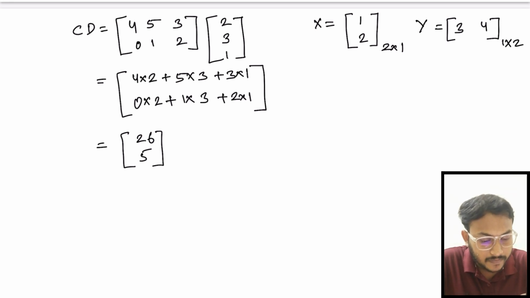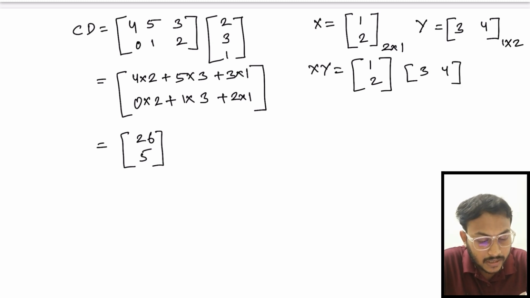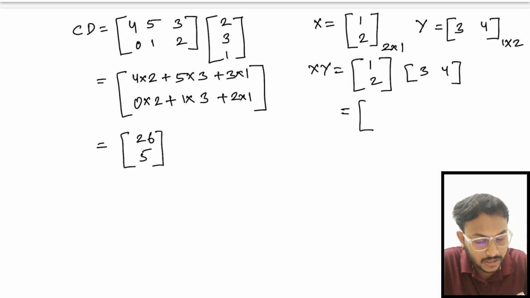Now we have to multiply matrix X and matrix Y, and we have to find XY. So X is 1 and 2 and Y is 3 and 4. Now what we have to do is follow the same rule: multiply the rows of the first matrix with the columns of the second matrix. So this is a row, this is a column, so we just have to multiply 1 into 3. So after multiplying the first row and first column, we have to multiply the first row and second column.